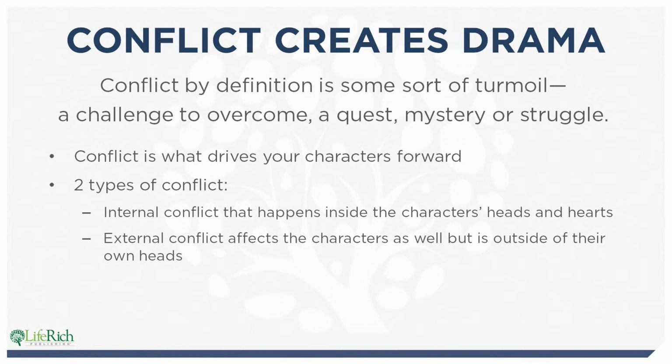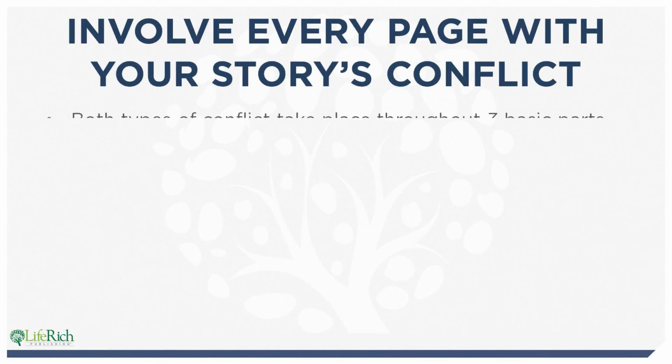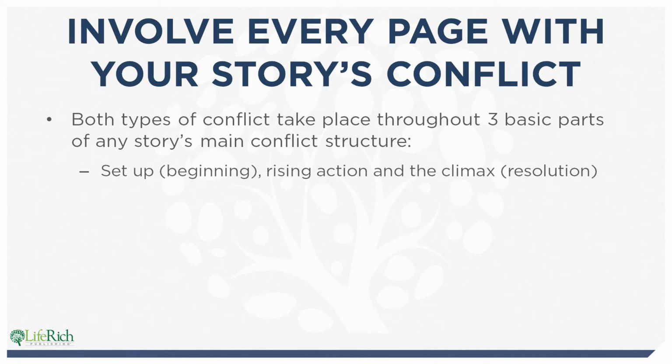For instance, if the hero is in love with someone, he may have no moral or emotional reasons, which is internal conflict, to avoid pursuing the relationship. But if the person he loves has an overprotective brother who is against the relationship, the brother creates the external conflict. Both types of conflict take place throughout 3 basic parts of any story's main structure: setup, the beginning, rising action, and the climax or resolution.